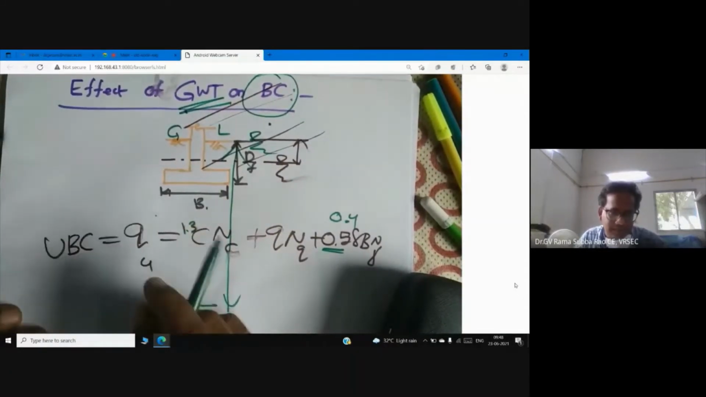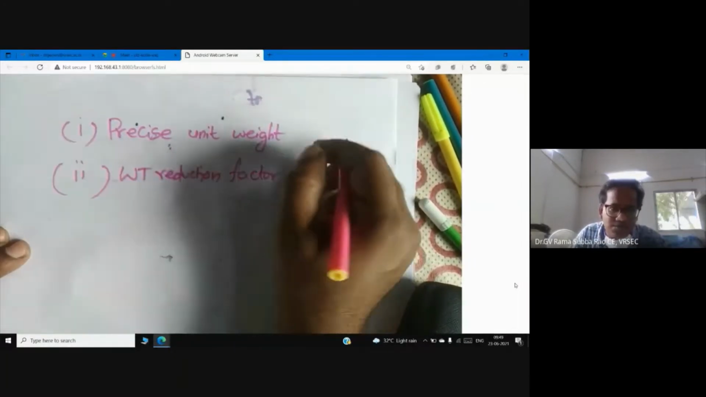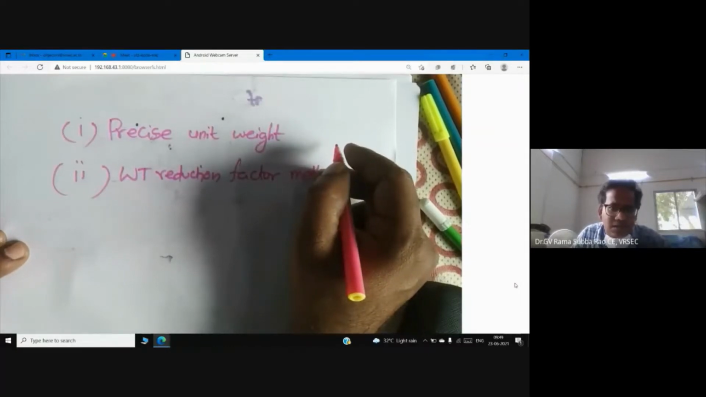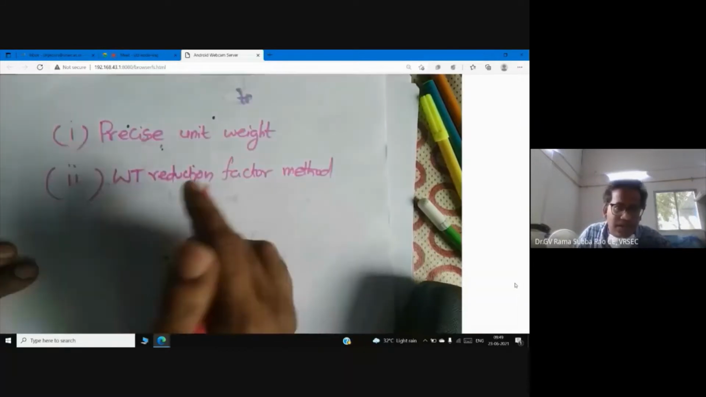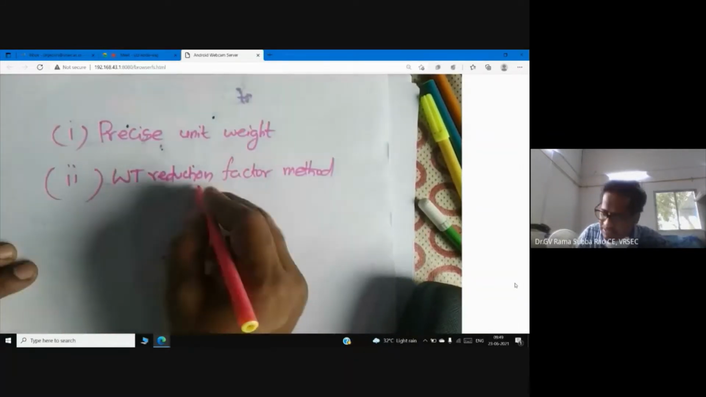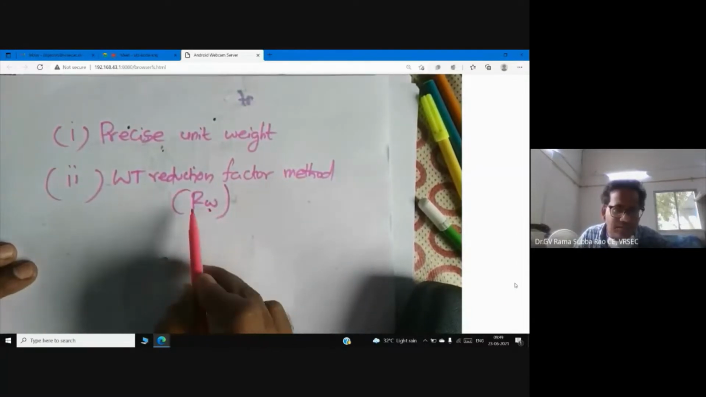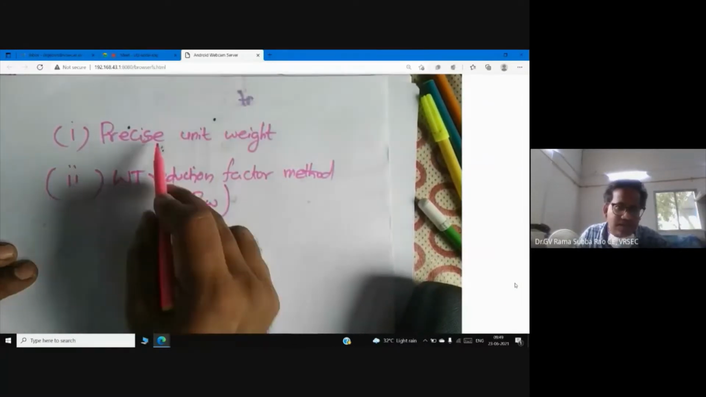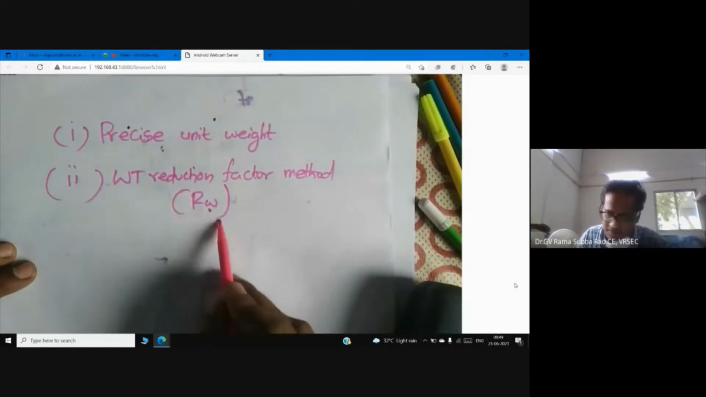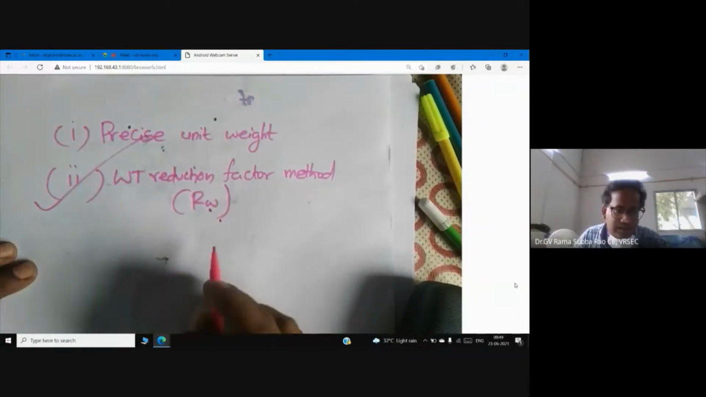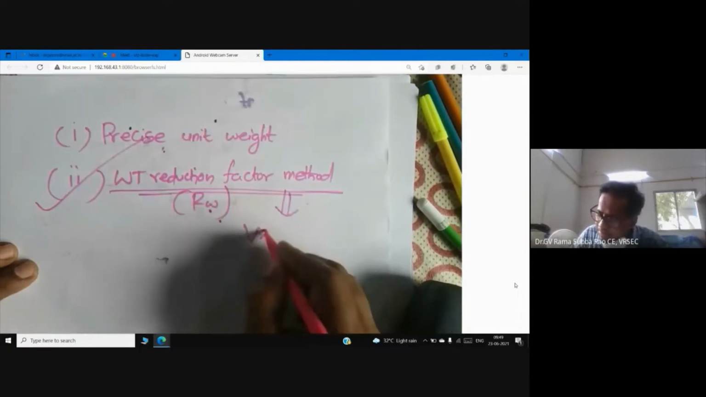There are two methods available to compute bearing capacity in the presence of a groundwater table: the precise unit weight method, and the water table reduction factor method. This one is the symbol: W stands for water table, R stands for reduction factor. The other method is not so popular. The reduction factor method is a very popular method.